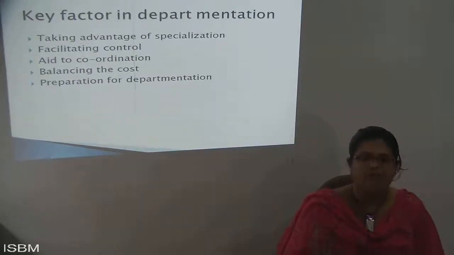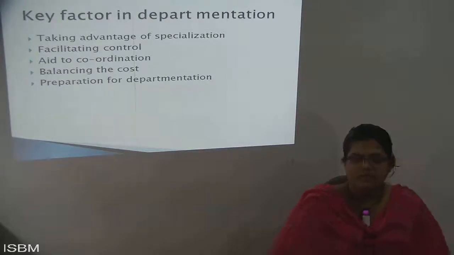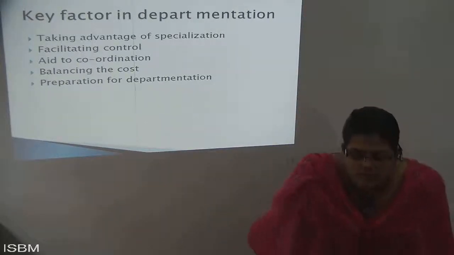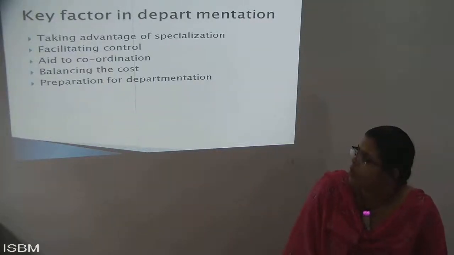There should be proper preparation. Once you perform a good way of preparation, then your departmentation will be strong. That is why departmentation is the key factor. When you're performing any kind of departmentation, you need to consider all these factors.